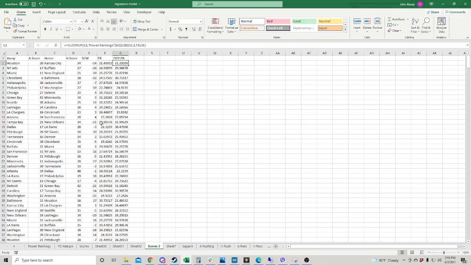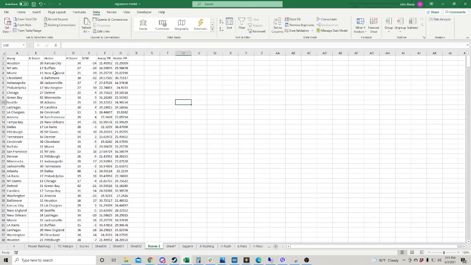And then I want to know what the opponent or the home team, this should say the away power ranking, and this should say home power ranking. So now that we have that, we can do a very easy linear regression model. So let's do just like we did earlier.